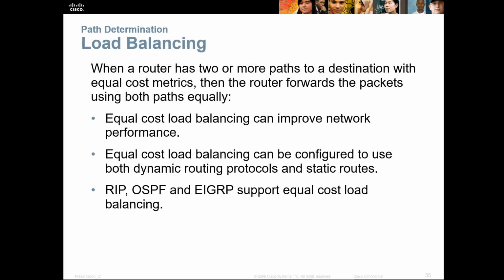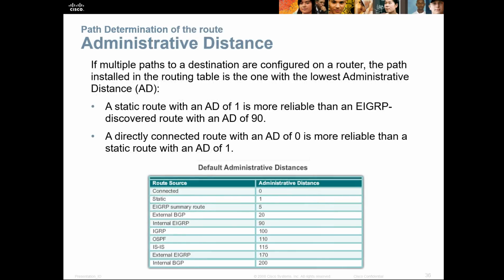Load balancing is when a router has two or more paths to a destination with equal metrics. You can then balance between the two. Administrative distance is one metric used. This is a slide you want to know. The administrative distance for a static route is 1. For internal BGP, the AD is 200. For interior gateway routing protocol, it's 100. So you do want to know the administrative distances, because this is one metric that is used.